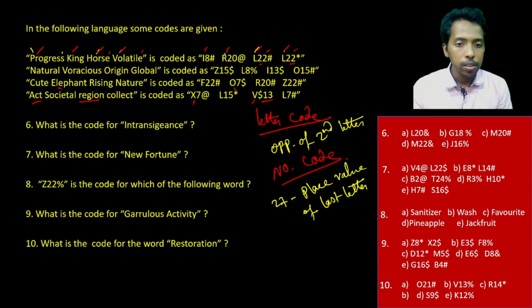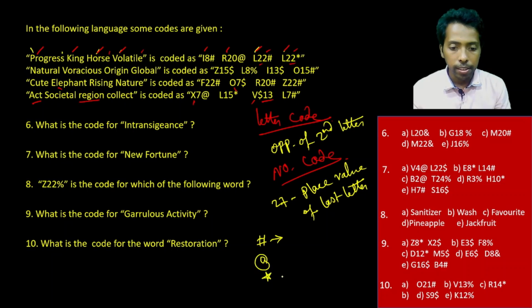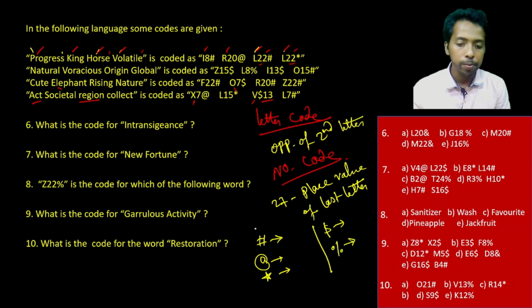Okay, so 1, 2, 3. Okay, there are 3 types of symbols. So first write down the symbols here: hash, @, asterisk, and dollar, anything else, percent, right?